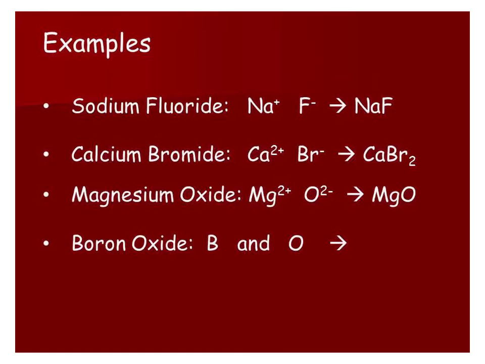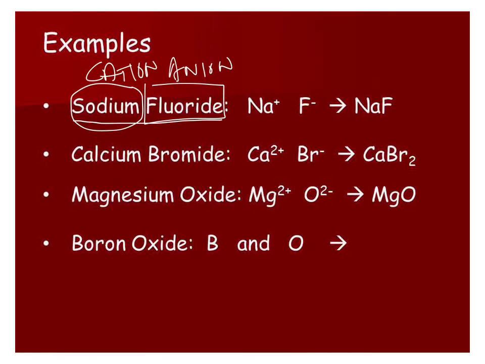Okay, so here's some examples. So this is going from the name to the formula, right? So I'm giving you the name now instead of just the individual elements, right? So in this case, I'm giving you sodium fluoride. So we know that the cation is going to be the sodium, and then the fluoride is the anion. So this is my cation, and this is my anion.